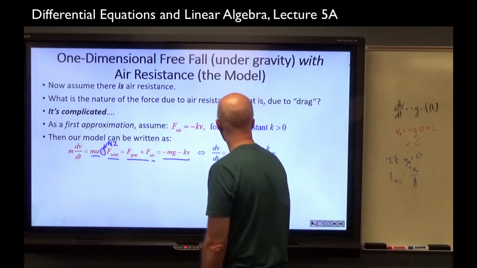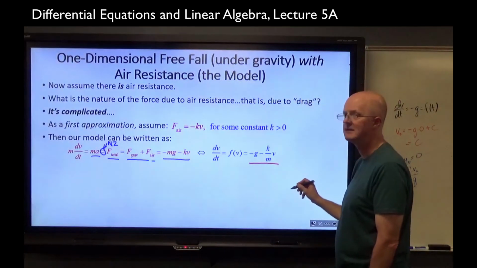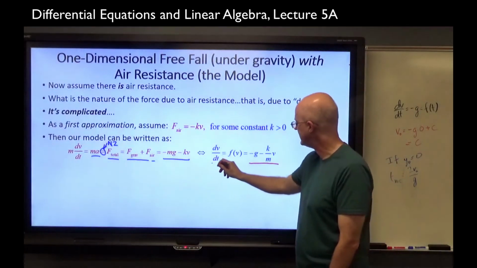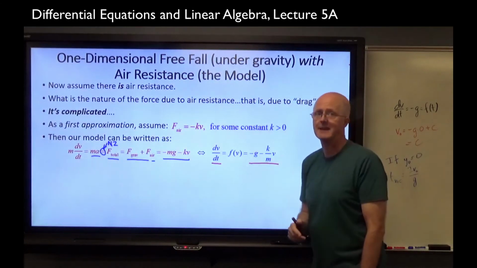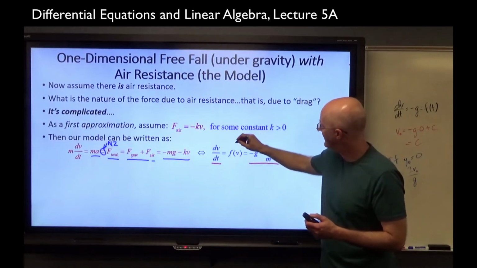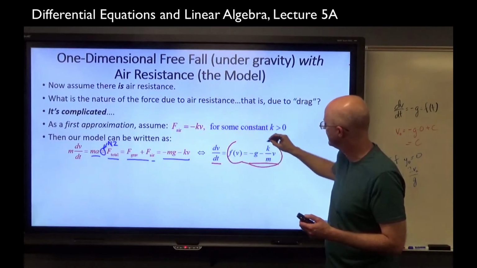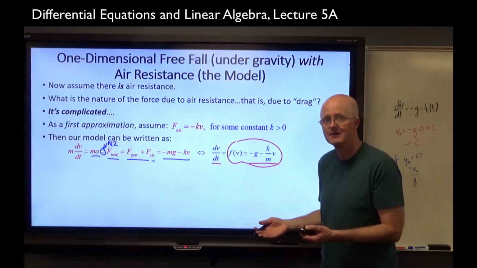It cancels on the left, and on the right you get negative g minus k over m times v. On the left you're left with dv dt. This is our first order differential equation. You see a v on the right side, the dependent variable, not t. I want to think of this as an f of v function. I want to think of this differential equation as autonomous.